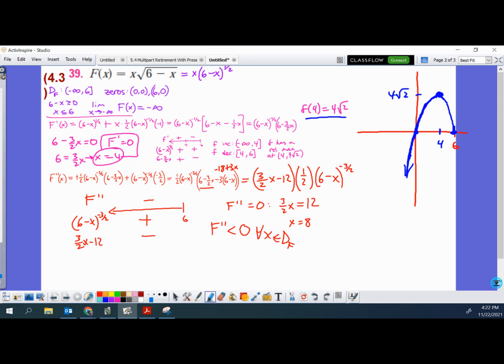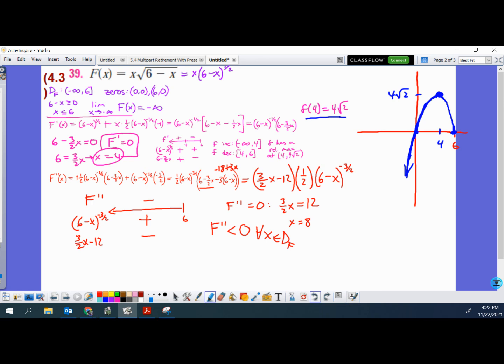Here, let me highlight a few things. It's concave down the whole way. It is increasing to there and then decreasing to there. It has that relative maximum. It has that vertical tangent. It has the zeros that we identified. And that's really it. That's all the details, right?